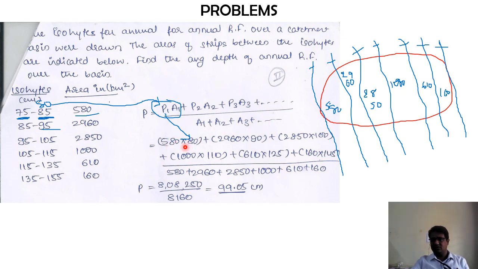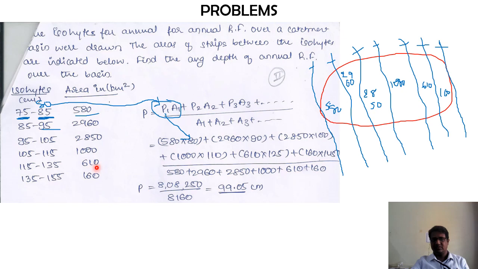For that, the first precipitation has an area of 580 kilometer square, and the precipitation is the average of 75 and 85, that is 80. For the second one, the area is 2960, into the average of 85 and 95, which is 90. Similarly, for the third section, it is 2850 area and 95 and 105, so the average is 100. So 100 into 2850 is written over here. Similarly, 1000 is the area, and 105 plus 115 averages to 110. That is mentioned over here.